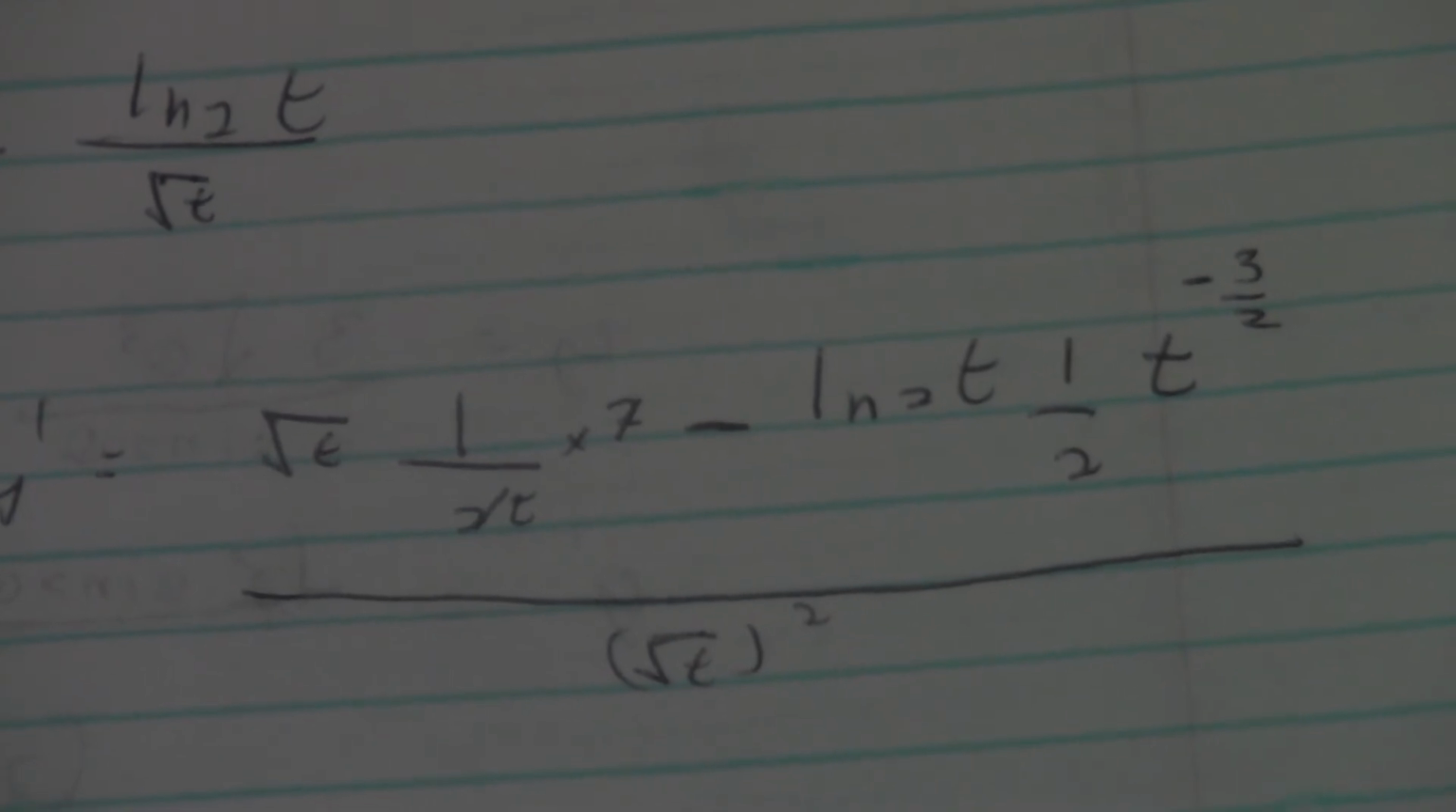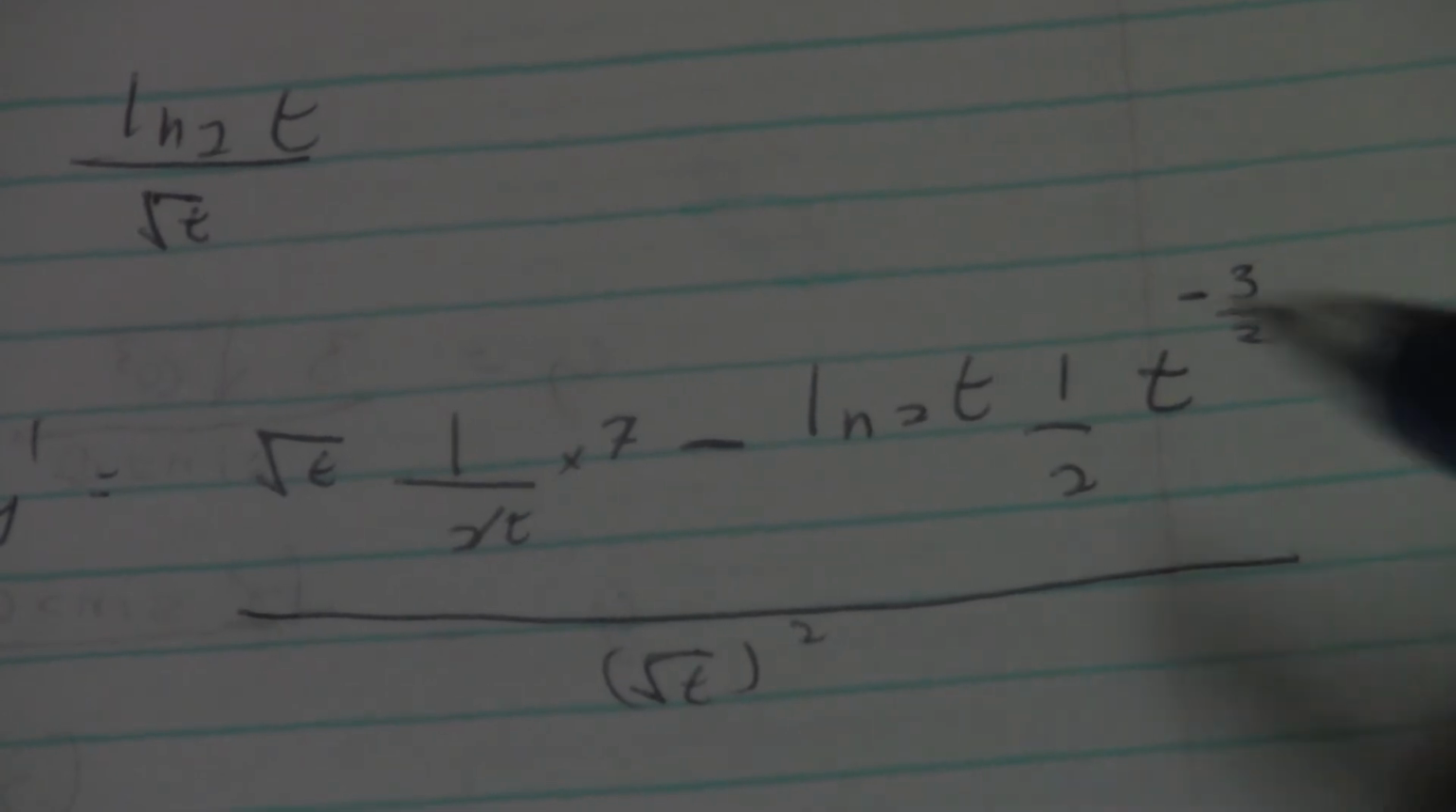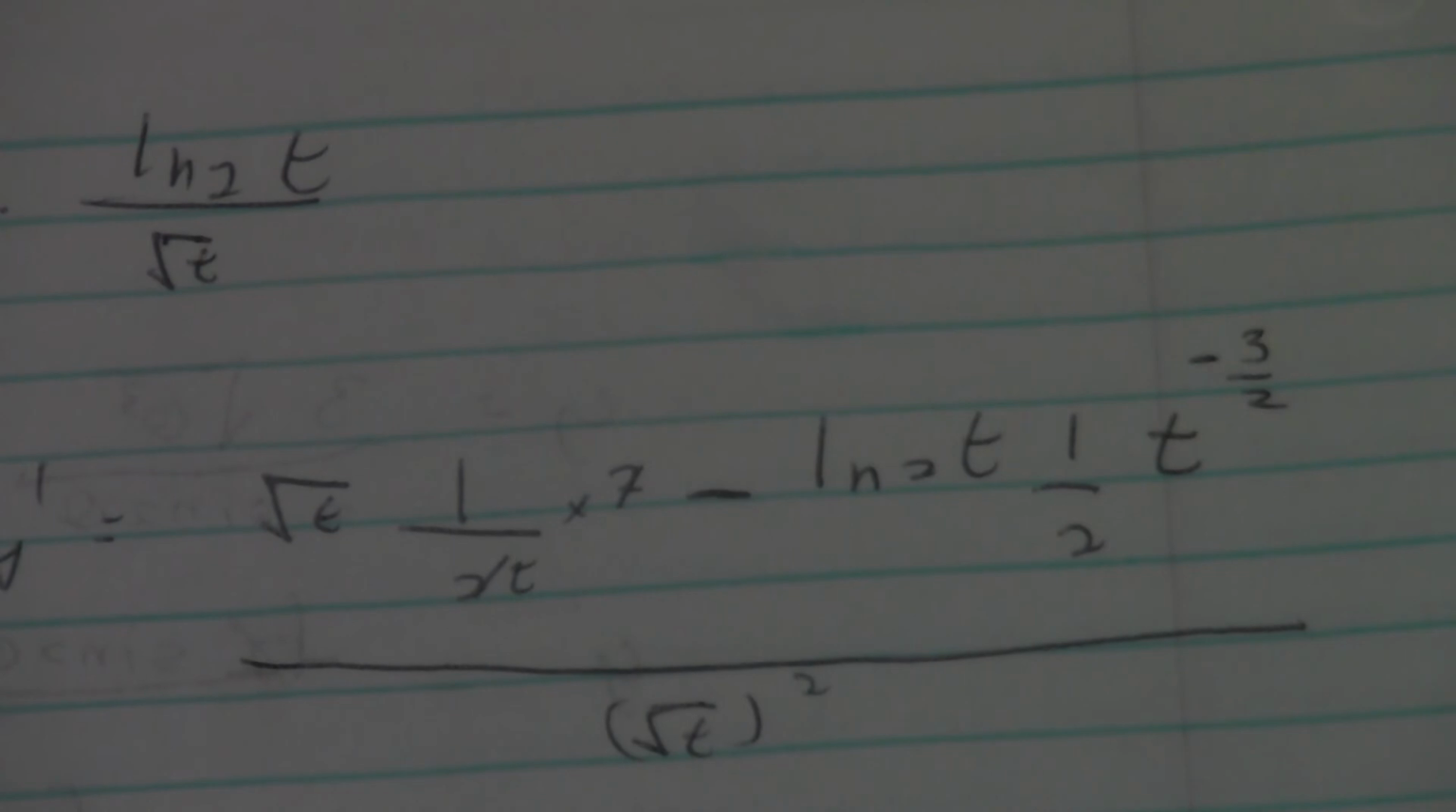So what we have here is the square root of t, which is t to the half power, times 2. So that's just t at the bottom there. Well, the answer looks different again, so we have some work to do to get the answer again. So we have root t over t there, minus ln 2t all over 2 times t to the negative 3 over 2 all over t.